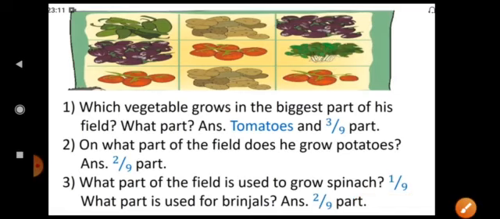And the last one is, what part is used for brinjals? Now we have to write down the fraction for brinjals. As we can see in the picture, there are 2 parts for brinjal, 1 and 2. So the fraction for brinjal will become 2 upon 9.